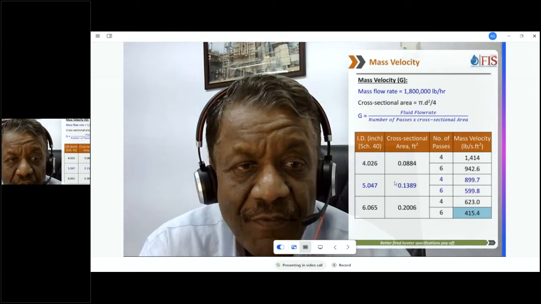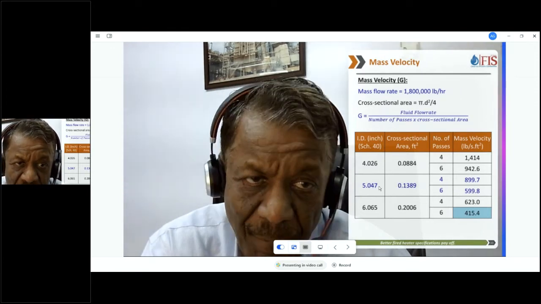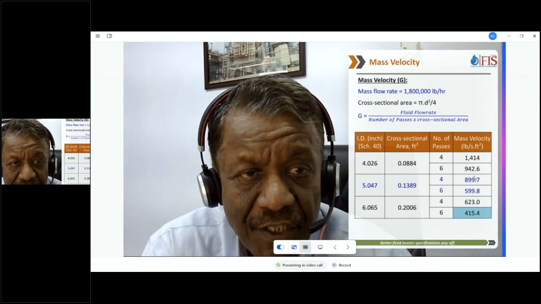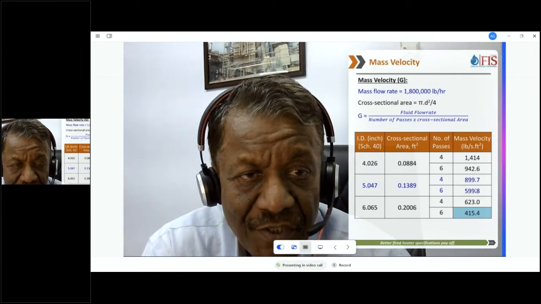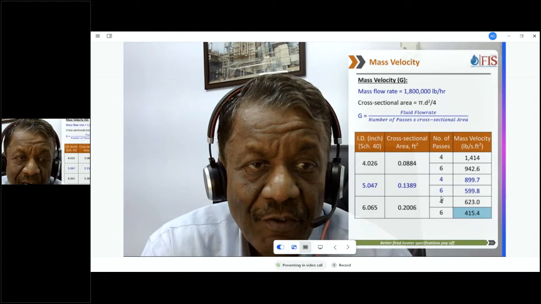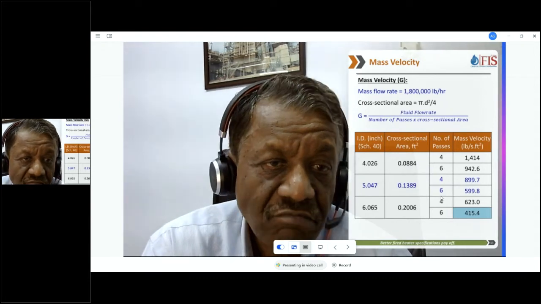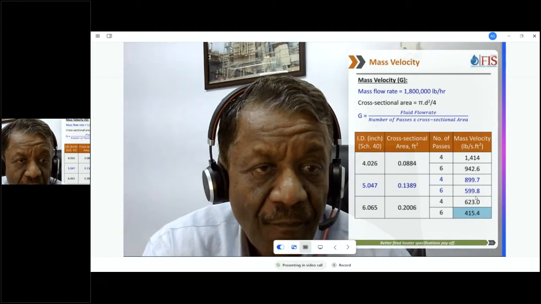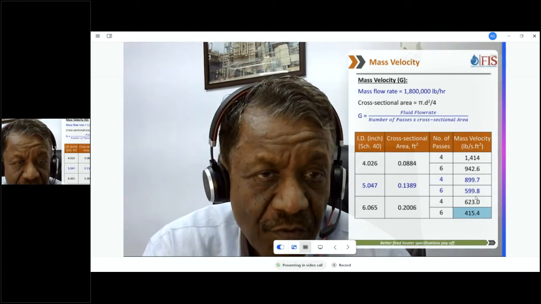Then we went to 5-inch pipe. Again, with 4-inch pipe, the mass velocity is 900. 6-inch is about 600. I may have to go to 8 pass, and even 8 pass will be 400 or something. So we said, okay, let's go back.